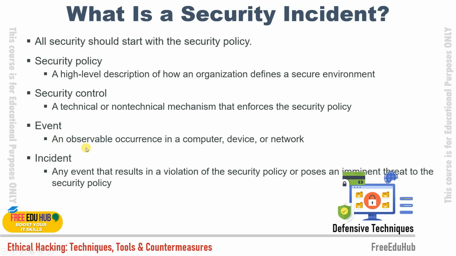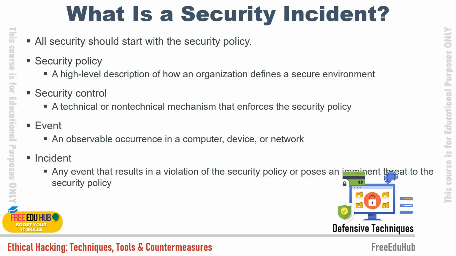Then we have an event, an observable occurrence in a computer device or a network, something that you can see in the form of an event, an activity, or a log from a firewall or incident response system, which would highlight that an activity is taking place on the network. An incident is any event that results in a violation of the security policy or poses an imminent threat to the security policy. So in a nutshell, the policy includes definitions of acceptable and unacceptable behaviors, requirements to protect sensitive resources, or any external obligations such as regulations and customer or vendor requirements, etc.